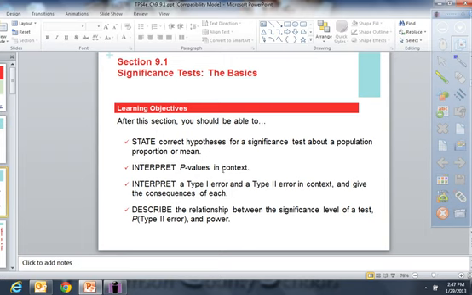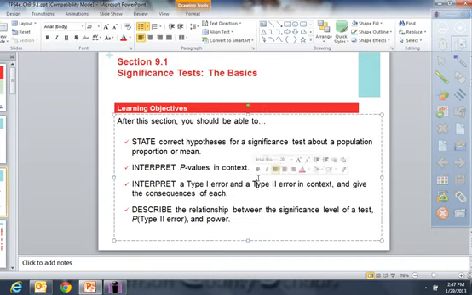We're going to interpret p-values in context, and interpret a type 1 error and a type 2 error in context, and give the consequences of each. And describe the relationship between the significance level of a test and the probability of a type 2 error and the power of a test. This we're going to do more in class tomorrow when we do the Inspire activity together. So let's get going here.